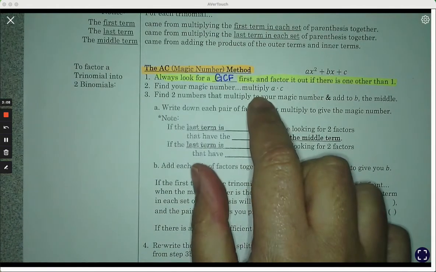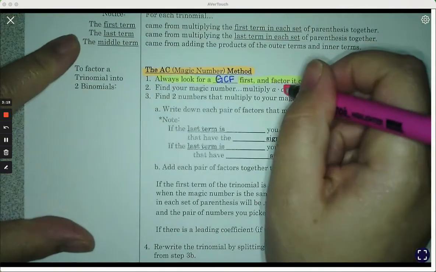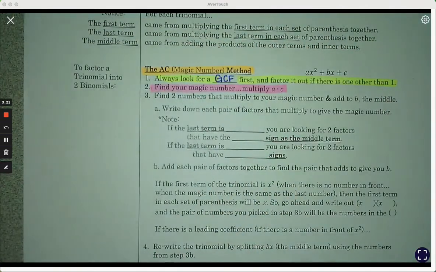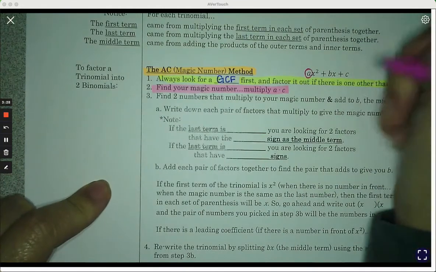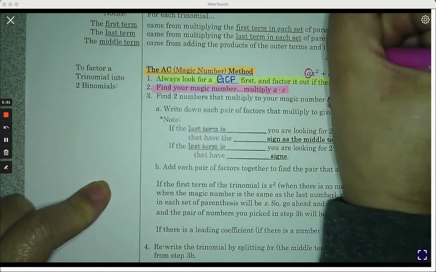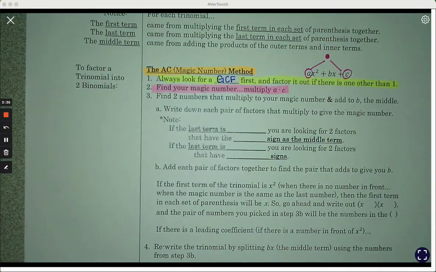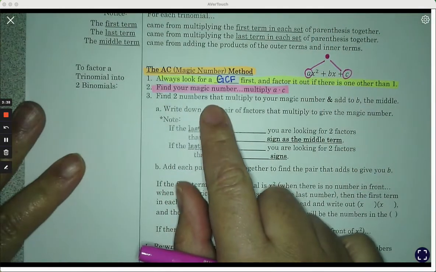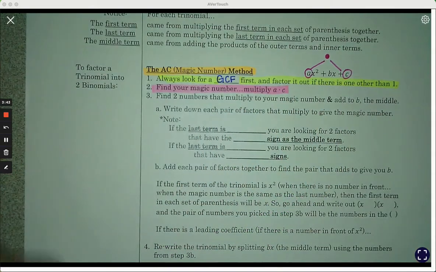Find your magic number. So in order to find the magic number, we actually have to multiply A times C. Okay? So we're going to take the first coefficient in front of the x squared, or whatever number is squared, and we're going to take the last number and we're going to multiply them together. Okay? Then we're going to find two numbers that multiply to your number and add to B.